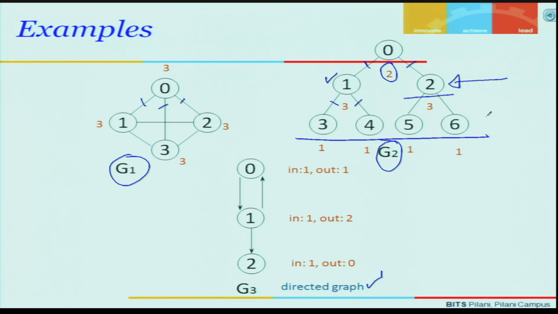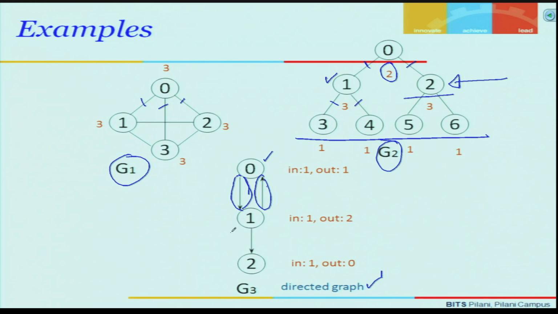Let us look at an example of a directed graph. So, this is a directed graph. So, if you look at 0, its in degree, that is the number of edges which are headed into 0, is only 1, whereas out degree is also 1 because there is only one edge which is going out of 0.